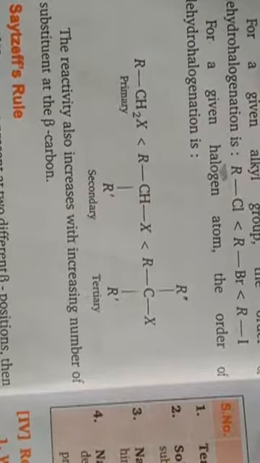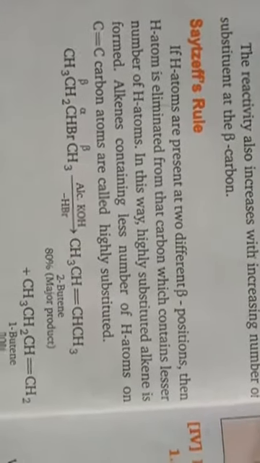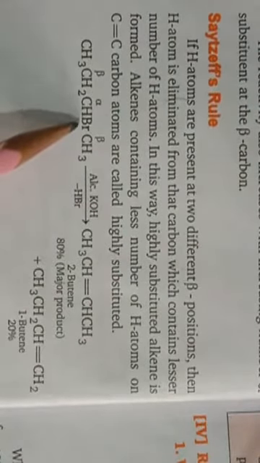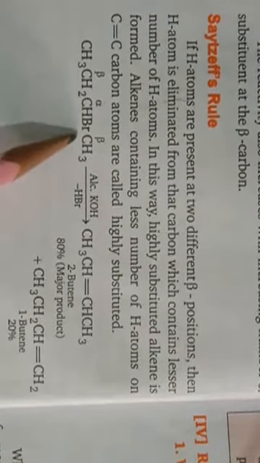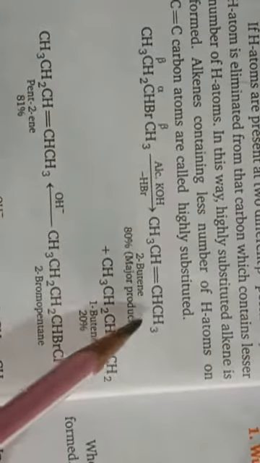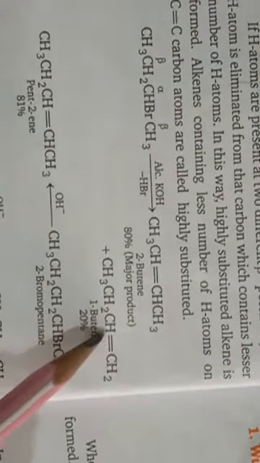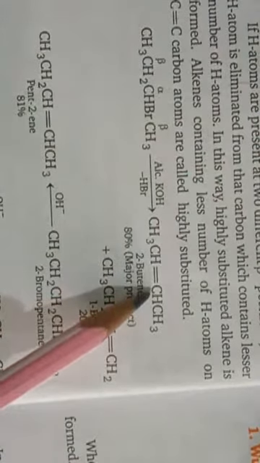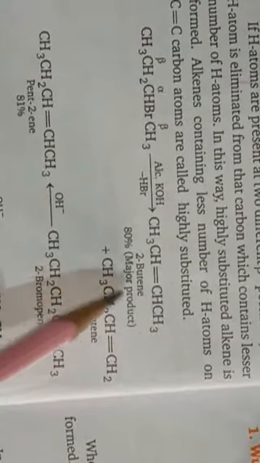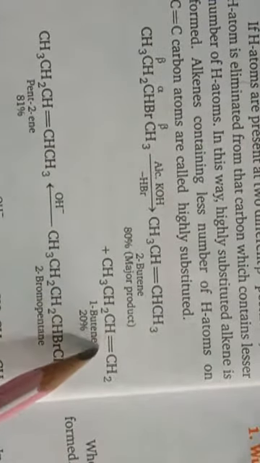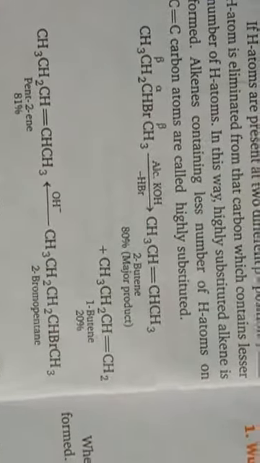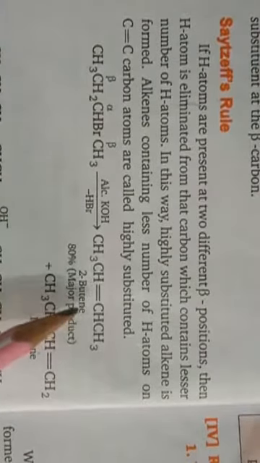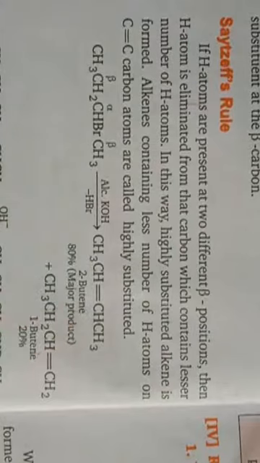Okay children, then the Saytzeff rule. According to this rule, if under the dehydrohalogenation reaction of any alkyl halide there is a possibility of formation of more than one alkene, then the alkene which is more substituted will form in major amount, whereas the other alkene will form in minor amount. Okay, so this is the Saytzeff rule, according to which the more substituted alkene will be formed in a greater amount.